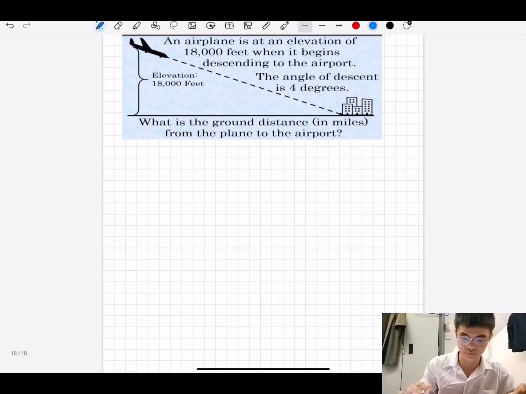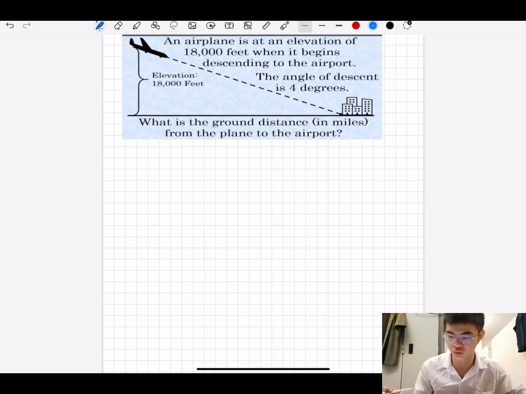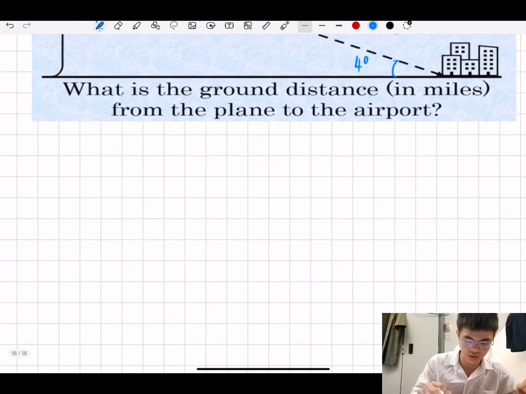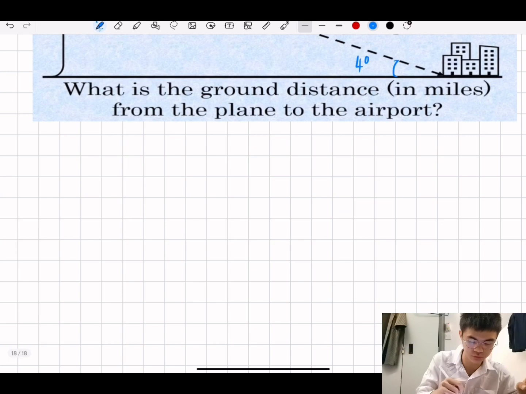So now I would like to present some example questions for you all. We see that an airplane is at an elevation of 80 kilofeet when it begins descending to the airport. The angle of descent is 4 degrees. That means that here is 4 degrees. Using the same method, we have to draw a diagram.